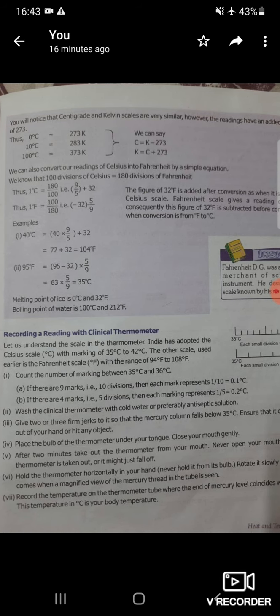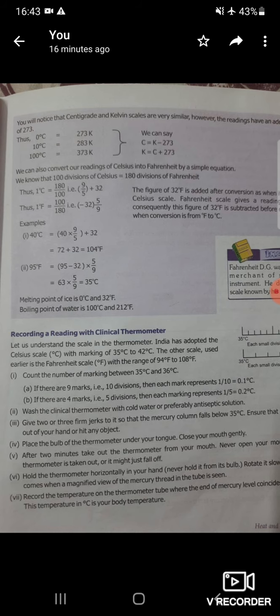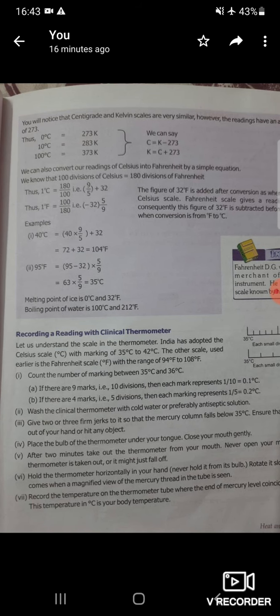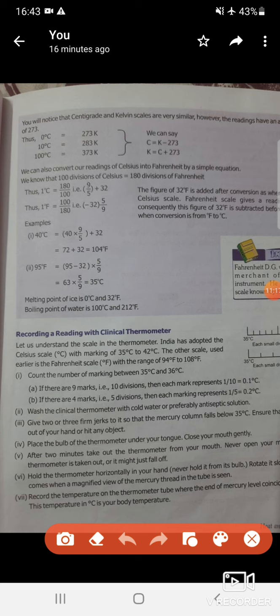Hold the thermometer horizontally in your hand, never hold it from its bulb. I know that you must be aware of how to handle the thermometer. Record the temperature on the thermometer tube where the end of the mercury level coincides with the scale, and this temperature in degrees Celsius is your temperature. What you need to do is measure your body temperature.